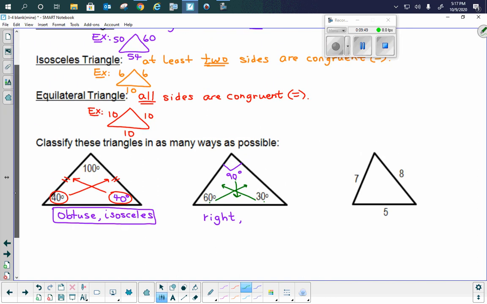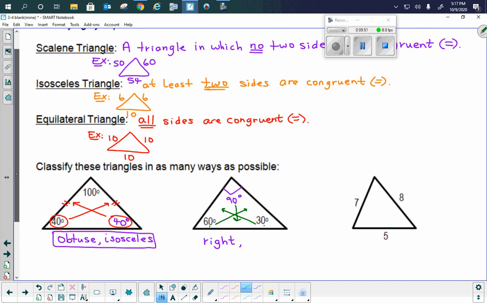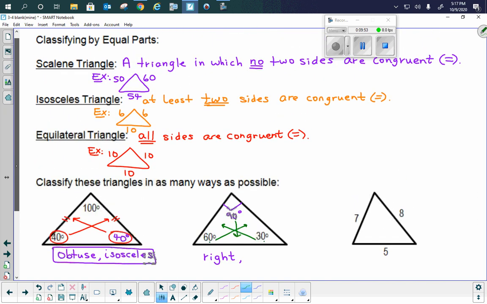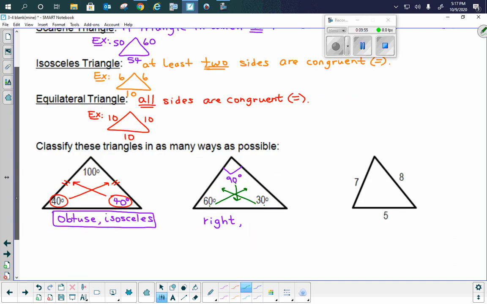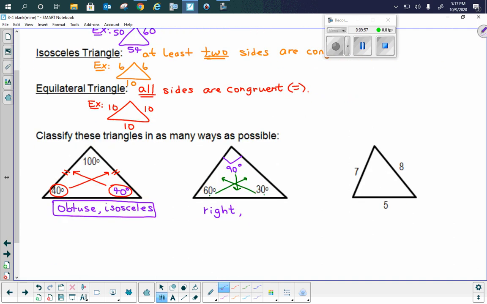And that is exactly the definition of scalene. No two sides are congruent. Okay, so based on the side lengths, what you had to infer from the picture, this is also scalene.